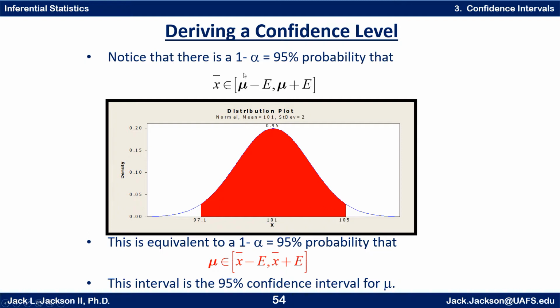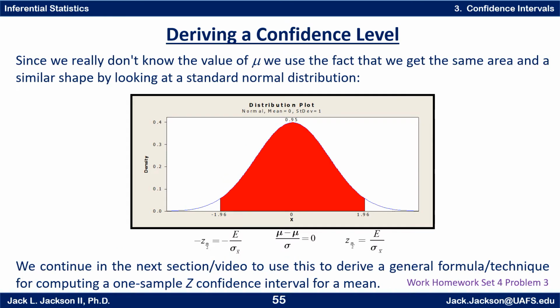So, notice that there's a 1 minus alpha, or 95% probability, that x bar is in this red region. And this is equivalent to a 1 minus alpha, or 95% probability, that mu is in this interval from x bar minus e to x bar plus e. This interval is not the confidence. It is the confidence interval for mu. It's not the same as this red region right here, but it has the same width. Okay, so we can see that here.